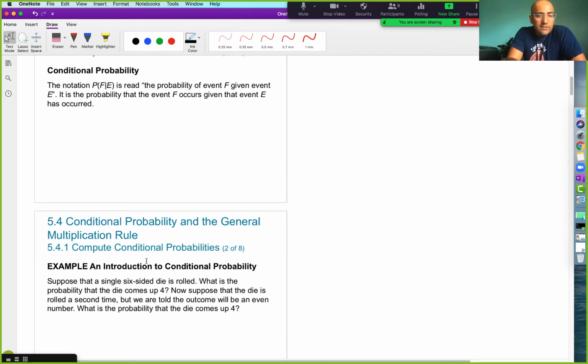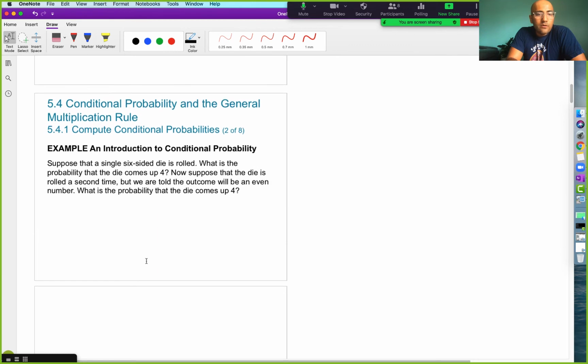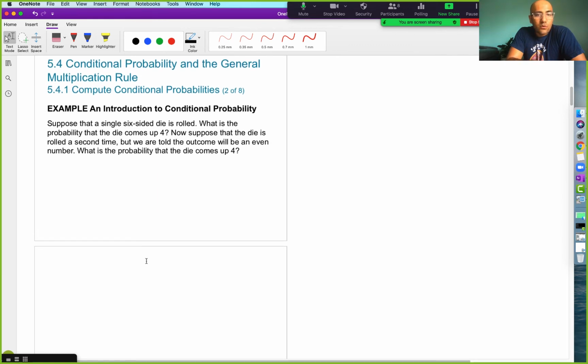Let's jump into an example. Okay, so suppose that a 6-sided die is rolled. What is the probability that the die comes up as 4? Right, this is the hottest game in Vegas. Roll one 6-sided die. Right, so here's our experiment.